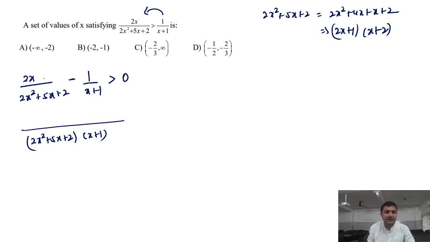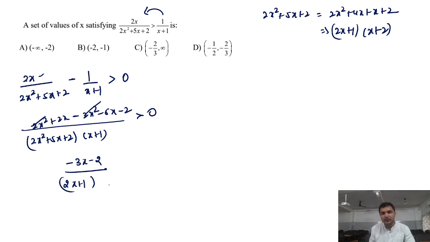Now, taking the LCM 2x into x plus 1, we will get 2x square plus 2x minus 2x square minus 5x minus 2 greater than 0. Here this will get cancelled out. Now what will I have? Minus 3x minus 2 divided by 2x plus 1 into x plus 2 greater than 0.